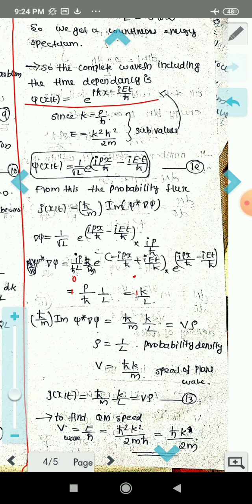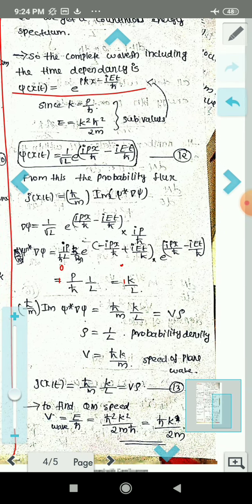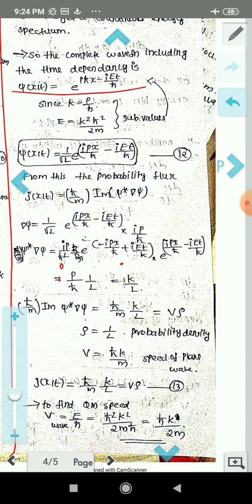Then only we can take the imaginary part. Okay, then h cut divided by m into the imaginary part of this will become h cut divided by m into k by L. Okay, now 1 by L is equal to rho, which is the probability density. So put it as rho, that is 1 by L is equal to rho, and h cut k by m is the speed of the plane wave. Okay, so we can write the probability flux is equal to h cut divided by m into k by L, that is equal to v rho.